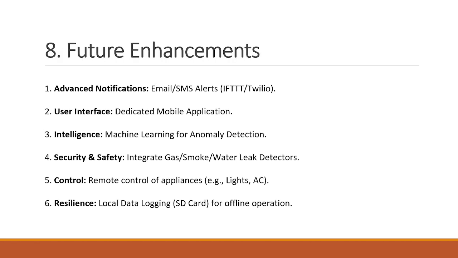Future enhancements. Several enhancements can make the system more powerful. We could add email and SMS notifications using IFTTT. We could create a mobile app for better user experience. We could implement machine learning to detect unusual patterns. We could add more sensors like gas, smoke, or water leak detectors. We could integrate with voice assistants like Alexa or Google Home. We could implement local data logging with an SD card for offline operation. We could add remote control capabilities to turn appliances on and off. These enhancements would make the system market ready.